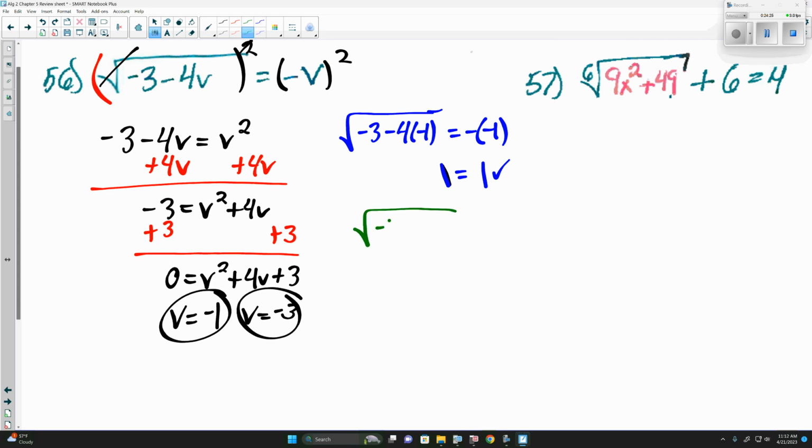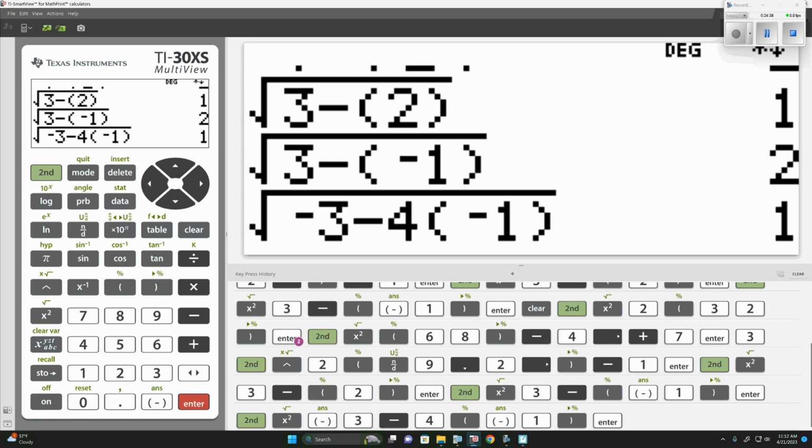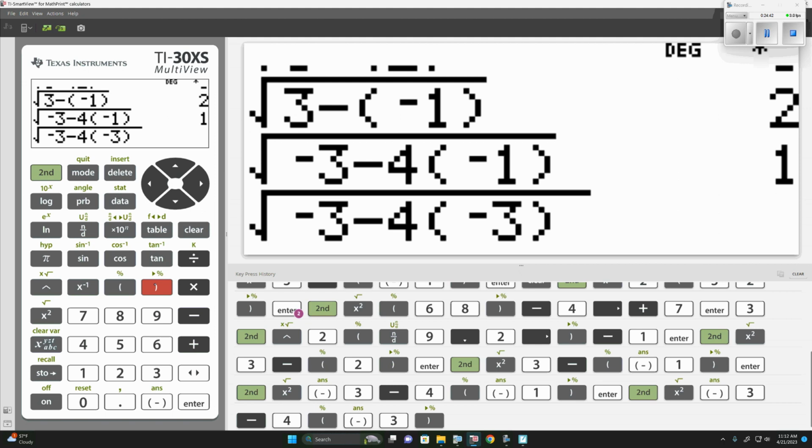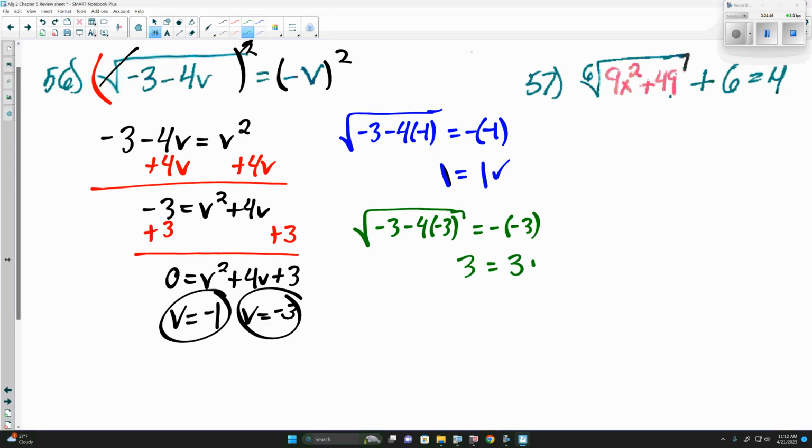We can do the same thing with negative 3. Now, again, the right-hand side, negative of negative 3 gives us a positive 3. Negative 3 minus 4 times negative 3 is, both of them give us a true statement that works. So we actually do have 2 solutions.